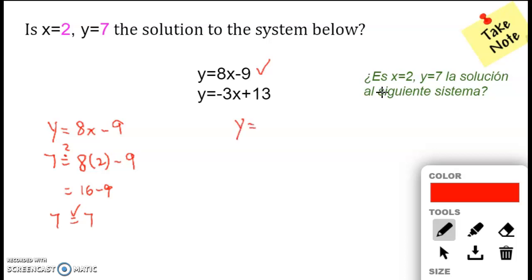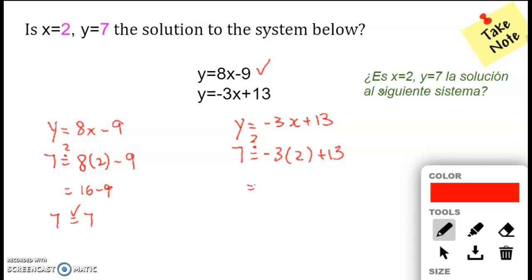The second equation says y is equal to negative 3x plus 13. I know the y value is 7, so 7 written here, and the x value is 2, so negative 3 times 2 plus 13. Is this true? Does this equation work, or is the equation satisfied with these values?